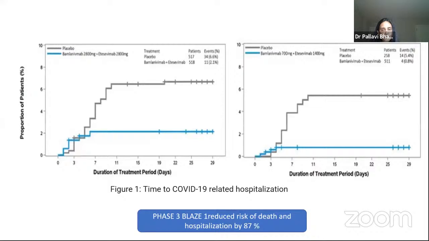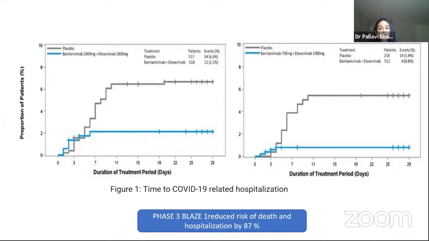This is from actually the brochure of the Eli Lilly combination study, which was phase 3 Blaze 1, which demonstrated reduced risk of death and hospitalization by 87% in patients who got combination antibody from Eli Lilly. And as you can see, this is the placebo in the gray one, how the proportion of patients who ended up in the hospital is significantly larger in placebo versus the combination group.